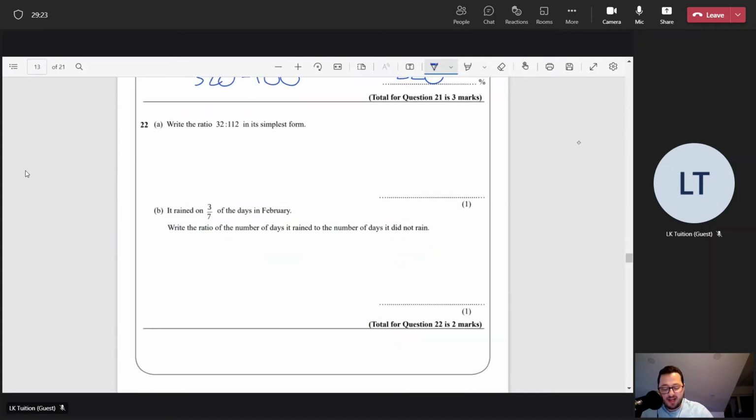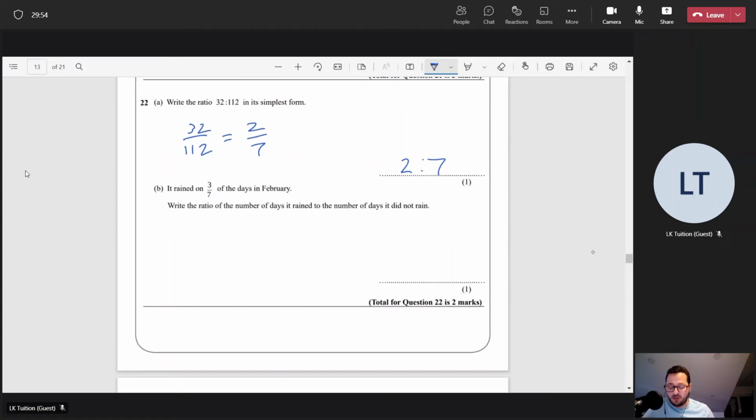All right, 22a, write the ratio 32 to 112 in its simplest form. There's a really easy way to do that with your calculator. Just write it as a fraction and it'll simplify it for you. So if I write 32 over 112 on my calculator and just press equals, it'll give me 2 over 7. So 32 over 112 simplifies to 2 over 7. So I can write my ratio as 2 to 7, like that.